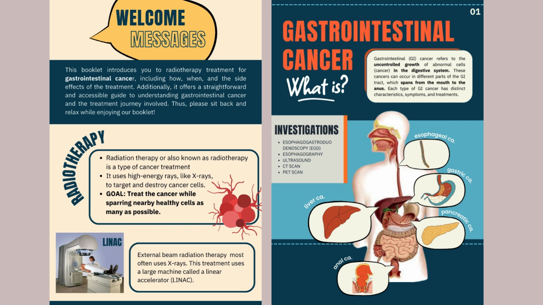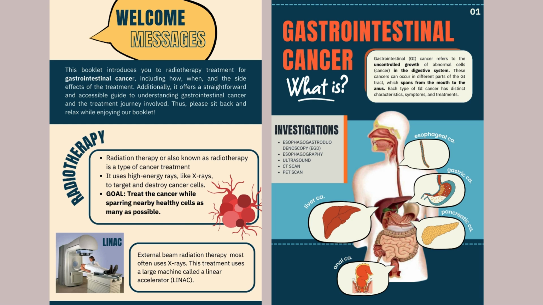What is gastrointestinal cancer? Gastrointestinal cancer, also abbreviated as GI cancer, refers to the uncontrolled growth of abnormal cells, cancer, in the digestive system. These cancers can occur in different parts of the gastrointestinal tract, which spans from the mouth to the anus. Each type of GI cancer has distinct characteristics, symptoms, and treatments.